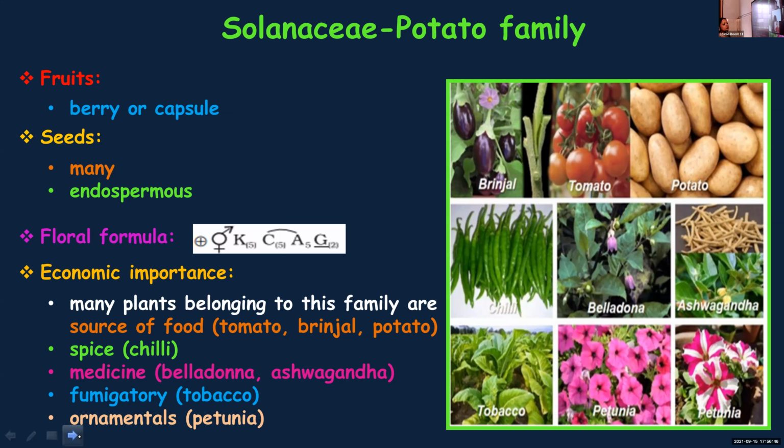Ornamental plants, petunia. You can see the picture of petunia plant. It comes in different colors. It's an ornamental plant. Kolambipu, we used to say. It comes in different colors, different varieties. So that is also a member of this particular family.